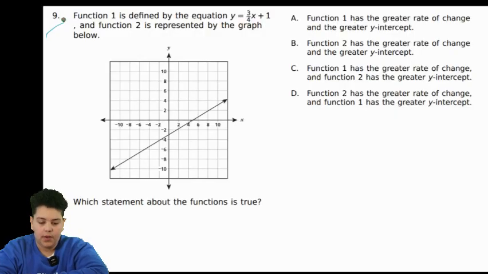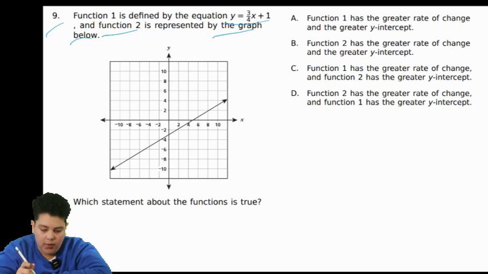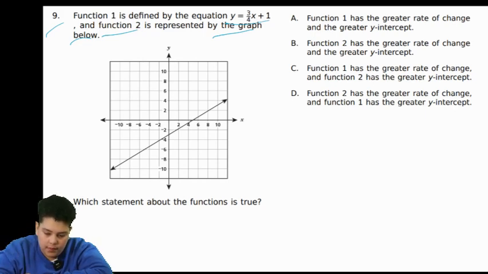Question 9. Function 1 is defined by the equation y equals 3/4 x plus 1, and function 2 is represented by the graph below. My first step is to find the equation for function 2, which is the graph. So I'll be doing rise over run. So we start at -3. Our y-intercept will be -3.